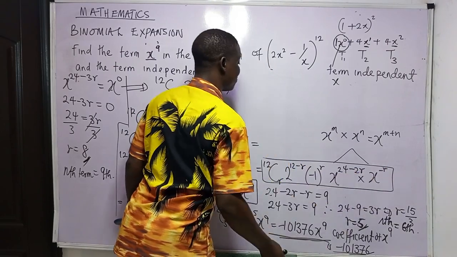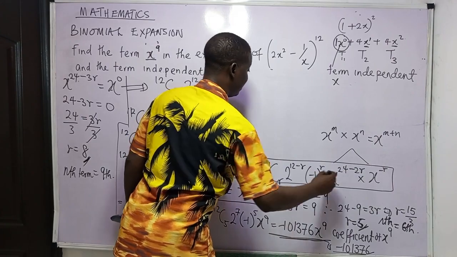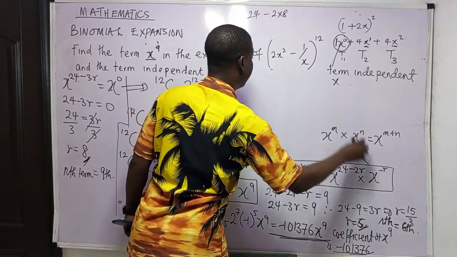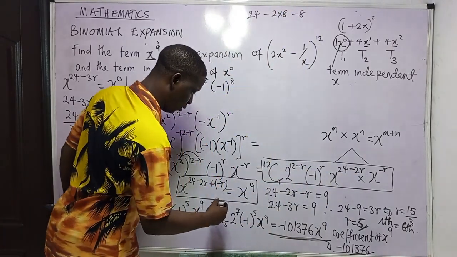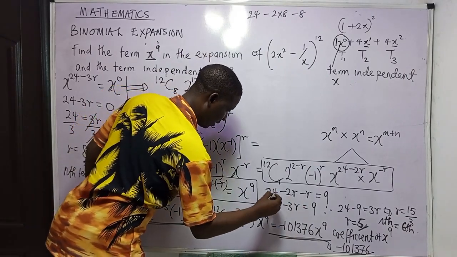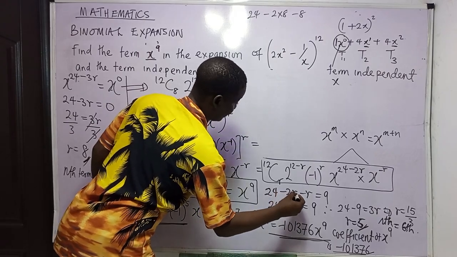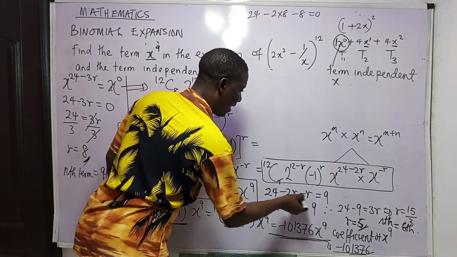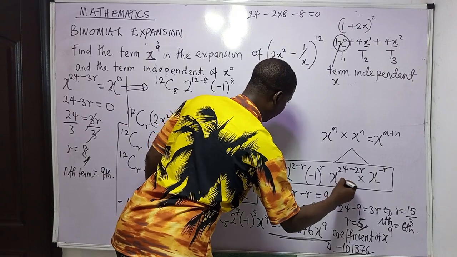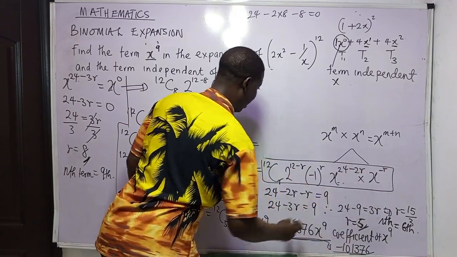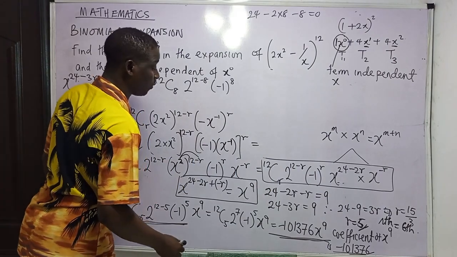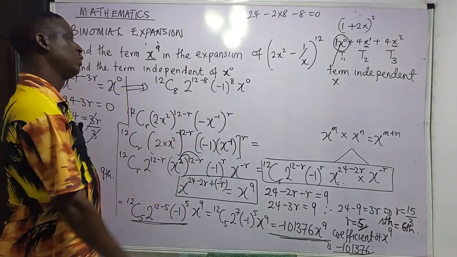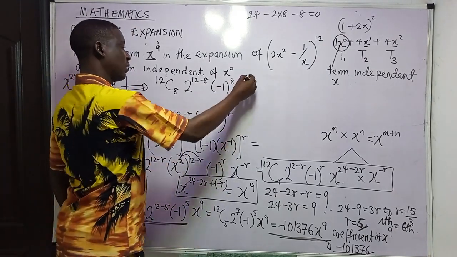Minus 2 times 8 is minus 16, minus 8 again. That means 24 minus 2 times 8 minus 8 will give us 0. Don't forget, when we take one base and add up the power, that is what we have. So everything attached will be s to power 0, which is the same as 1. So this one is 1 now.